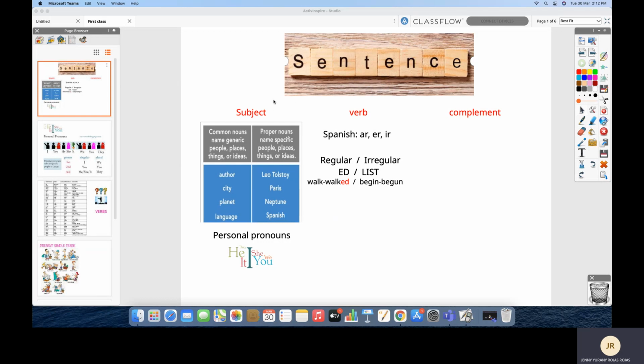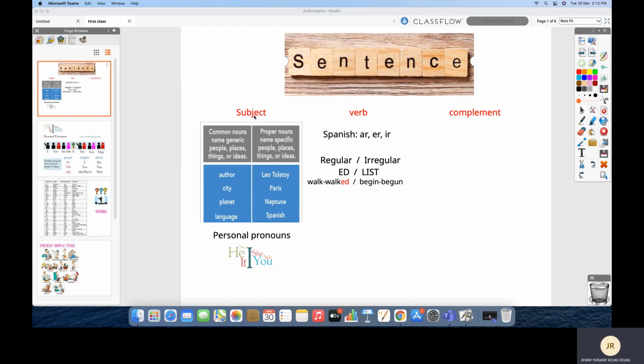And it has three parts. The first part, it has a subject. The second part, it has a verb. And the third part, it's the complement. So subject plus verb plus complement is a sentence.